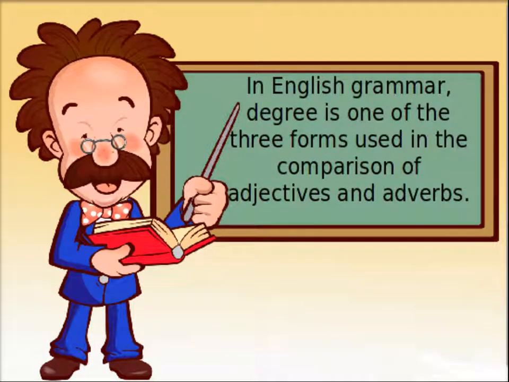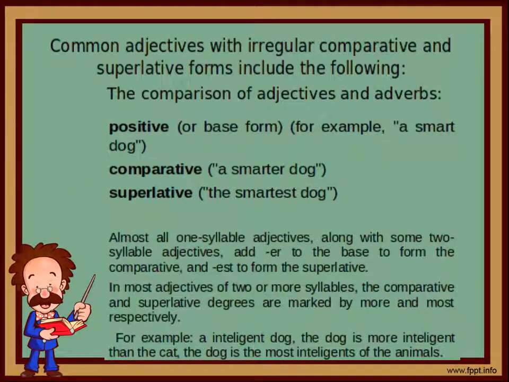Grammatical degree. In English, grammatical degree is one of the 3 forms used in comparison of adjectives and adverbs: positive or base form, for example, a smart dog; comparative, a smarter dog; superlative, the smartest dog. Almost all one-syllable adjectives, along with some two-syllable adjectives, add r to the base for the comparative and st for the superlative.